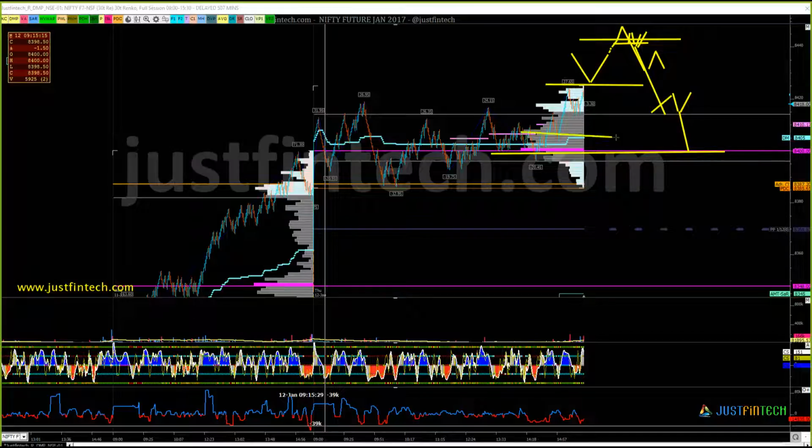This entire range is a high volume node, so anything below 415 I would expect it to go to around 405 and then 400. So that is the likely scenario. In case it opens directly gap up above 8440, then I would see what it does there, and again the same thing, if it pushes down into 440, I would want to sell it for intraday.